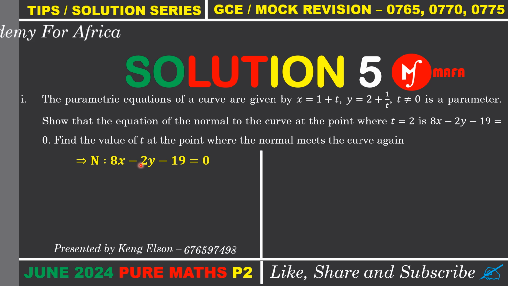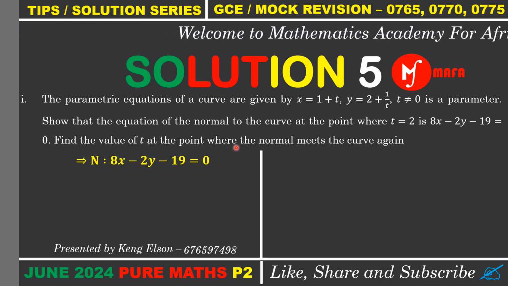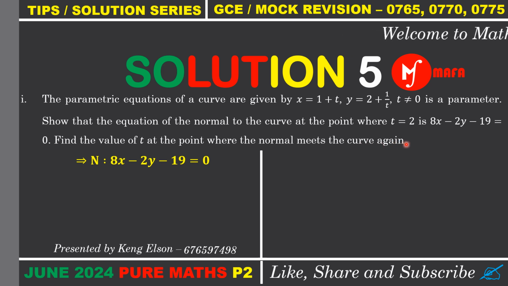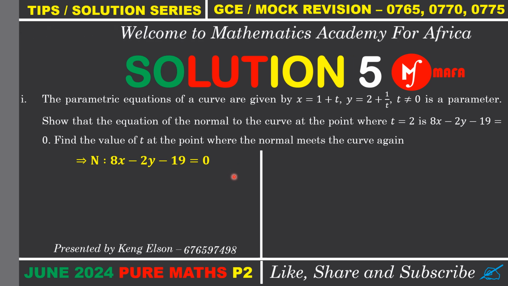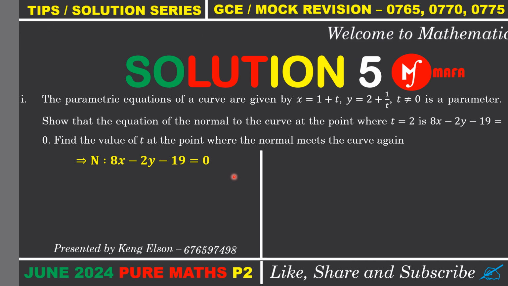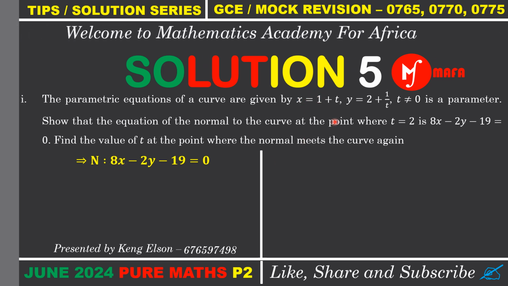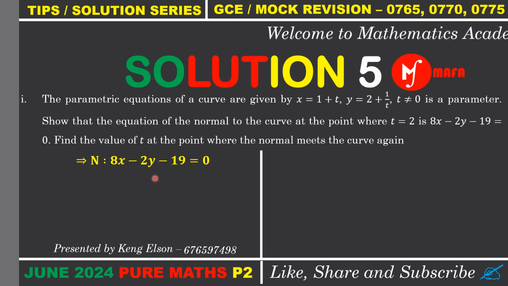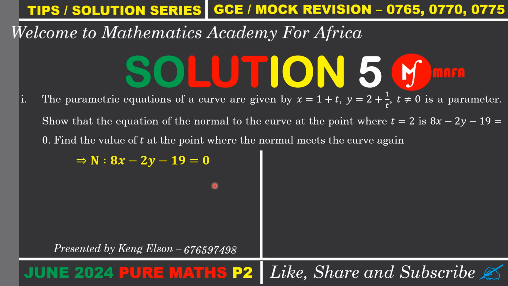Now in the next question, we need to find the value of t at the point where the normal meets the curve again. If the normal is meeting the curve, it means that at that particular point they have the same x coordinate and the same y coordinate. So all we have to do is replace the x coordinate of the curve in the x coordinate of the normal and replace the y coordinate of the curve in the y coordinate of the normal, because at that particular point they are the same.